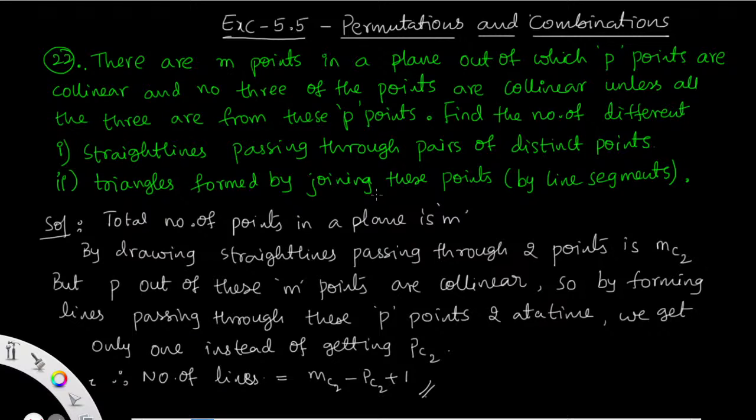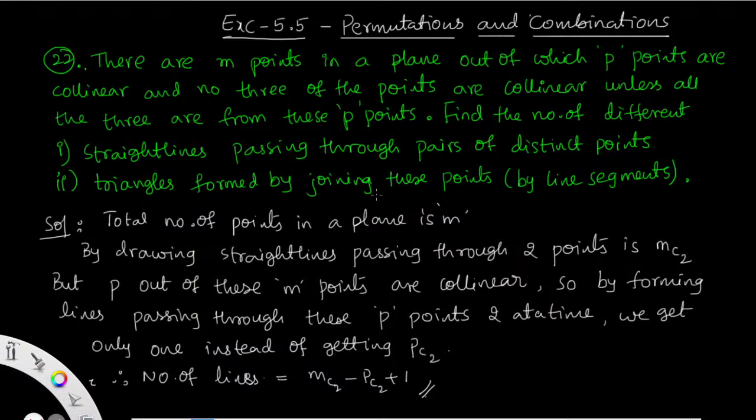So in the plane there are m points given. In these, p points are collinear. What is meant by collinear? Collinear means the points lying on the same straight line. So out of m points, p points are collinear and no three of the other points are collinear. Find the number of different straight lines passing through pairs of distinct points of the m points. And the second question, triangles formed by joining these points by line segments.